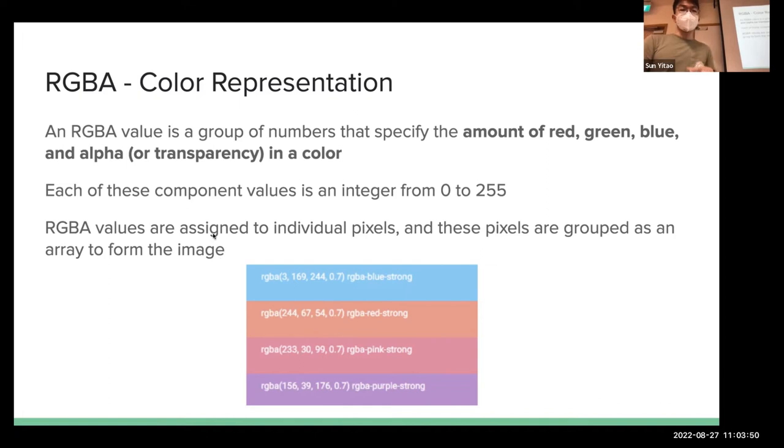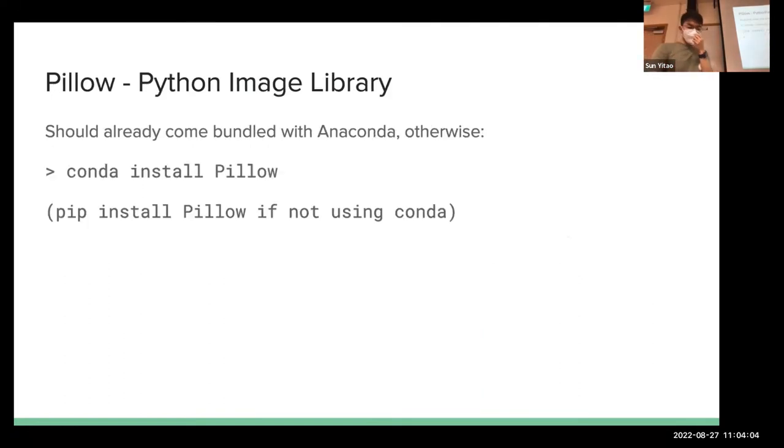And so an image is basically a 2D, two-dimensional array, and each element of the array has a value of RGBA, which stands for the individual pixel color. I think most installations of Python should come with Pillow, which is the Python image library. If it doesn't come with it, you can just quickly install it with whichever package manager you're using.